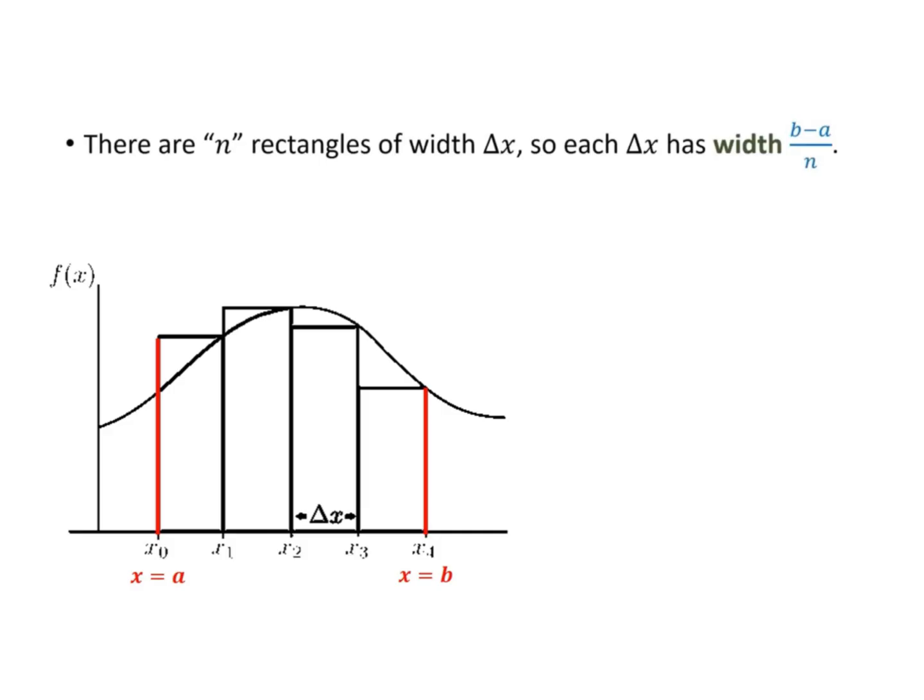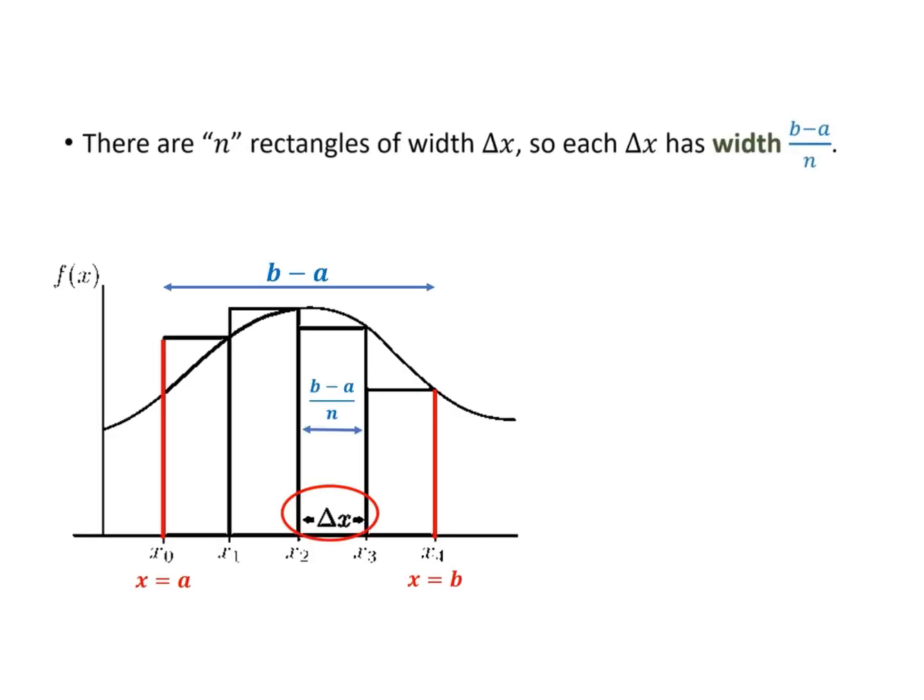Okay, and so here's a visual of this. So that's b to a, b minus a, that's that distance from here to here, b minus a. And then when I divide by n, that gives me this change in x, since I have however many rectangles that we end up having, okay?